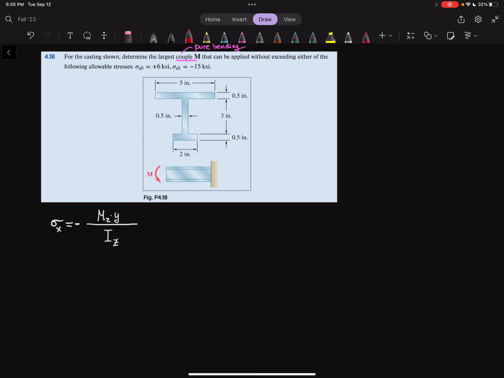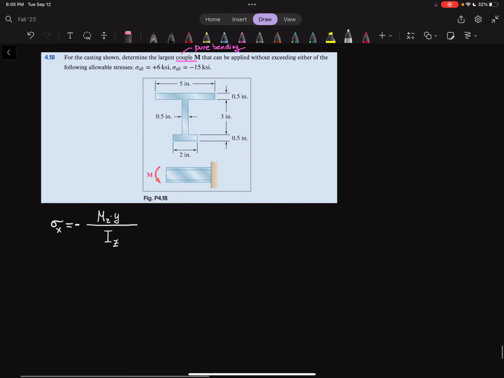Now, they're giving us the couple, so there's no need to do any internal cuts. We need to solve for Mz, right? So we need to find y, and we need to find Iz. We do have the sigma, so that's a good start. So let's just look at the cross section.